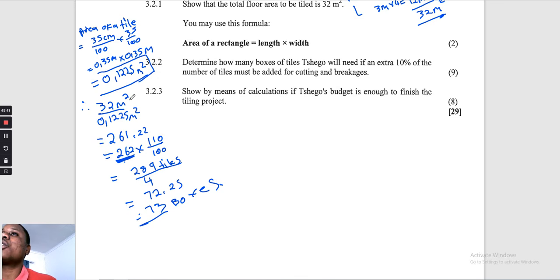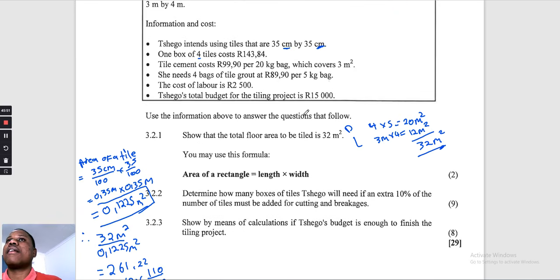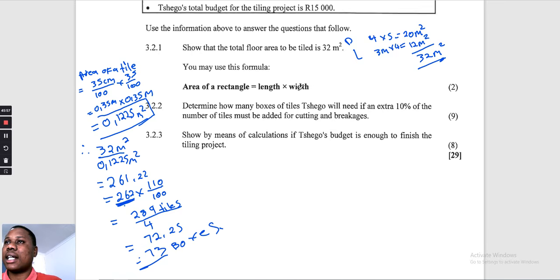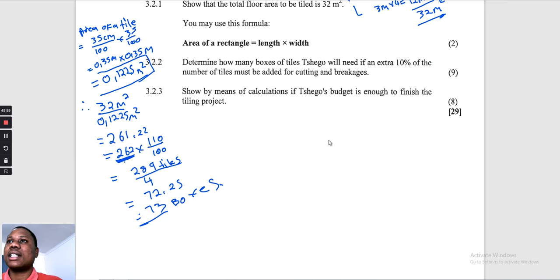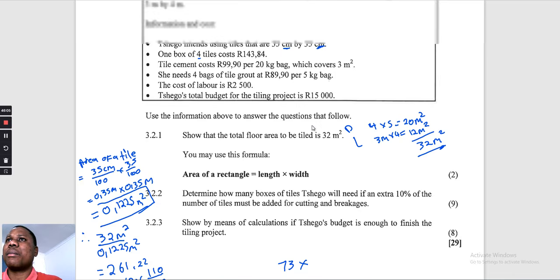Then they say, show by means of calculation if Chiro's budget is enough to cover the tiling project. Okay, now let's go and check. The first thing that Chiro is going to pay is the boxes. So we said, according to this, we got 73 boxes. So you're going to have 73 multiplied by the price of one box.